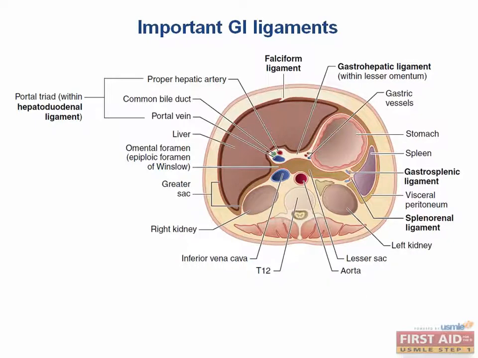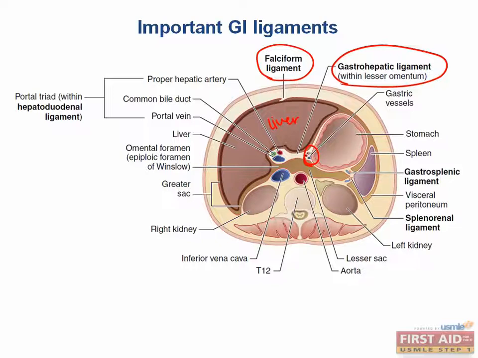Let's go over the picture here. Here we have the falciform ligament, which as you can see is attaching the liver to the abdominal wall. You can see here the gastrohepatic ligament, which connects the liver to the stomach, and these contain the gastric vessels, which are here.